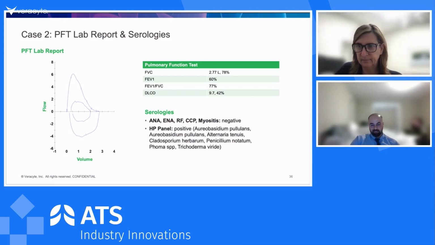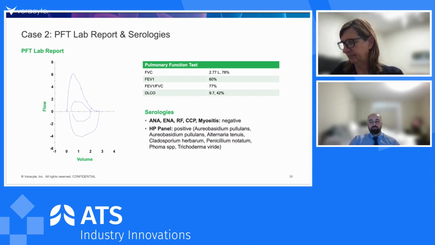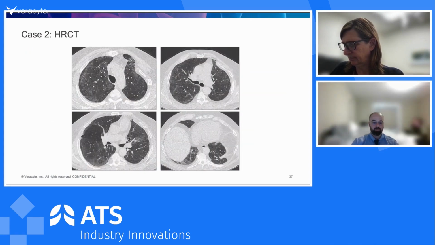And it is, at the very least, a basis for patients who ultimately get diagnosed with HP to go back and look at their environment and say, oh, is there some place in my environment where there's moisture in my home or in my workplace where I'm being exposed to these molds? And we have this patient's very interesting HRCT. I will let our panelists comment on what they see here.